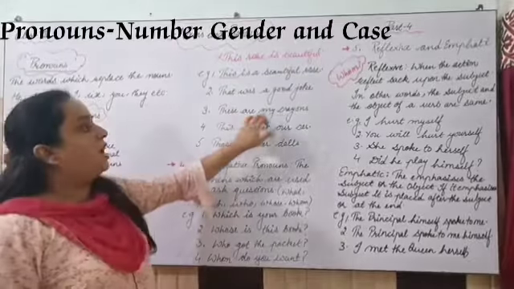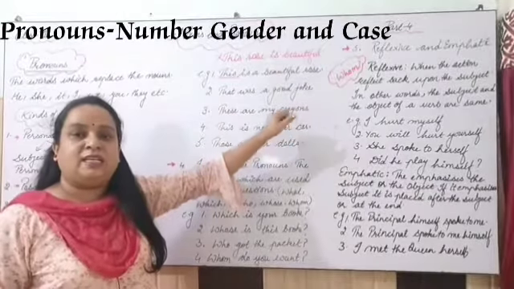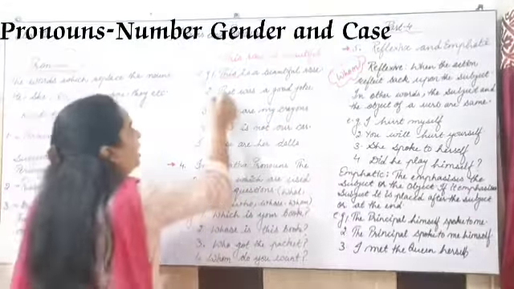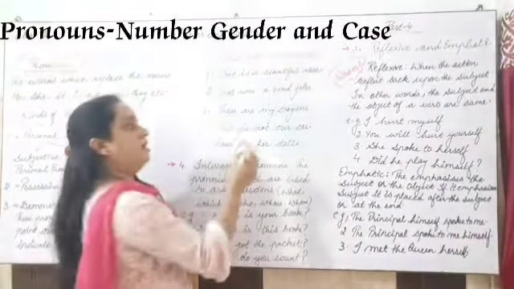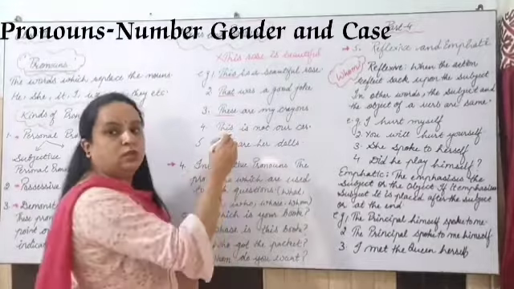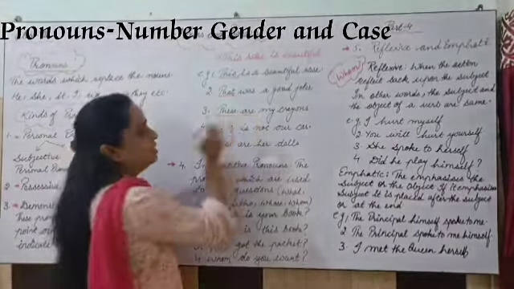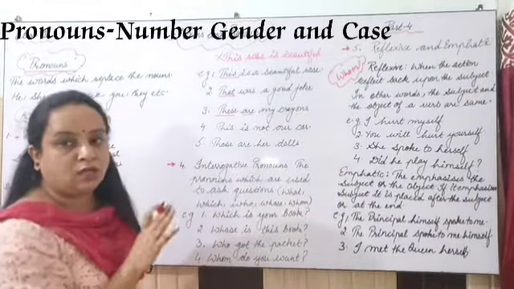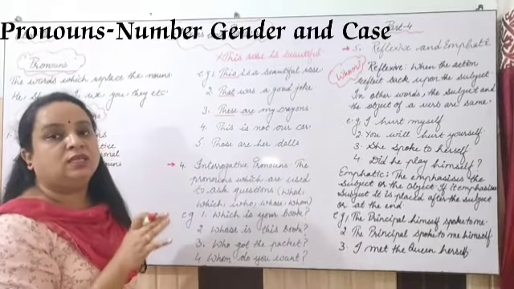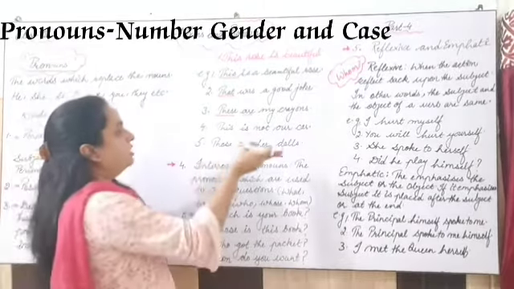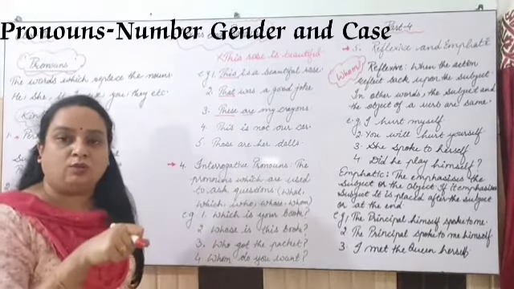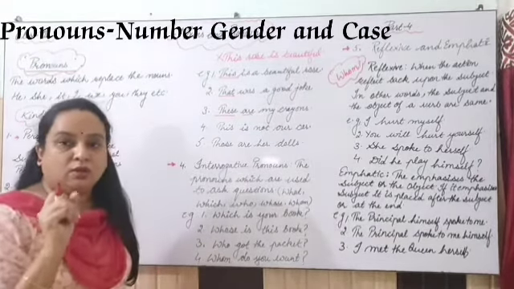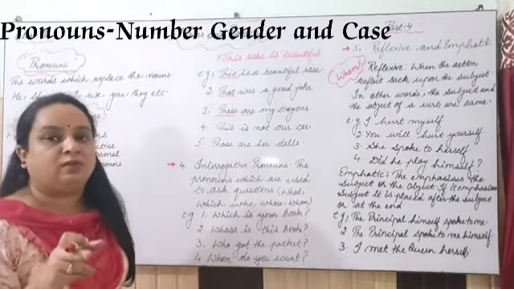These are my crayons. Here these is working as a pronoun, which is a demonstrative pronoun. These are my crayons, so these is followed by are, which means a noun is not there, so it is working as a pronoun. But if the sentence is these crayons are mine, crayons is a noun, and these is followed by a noun. So in that case, it will be a demonstrative adjective.